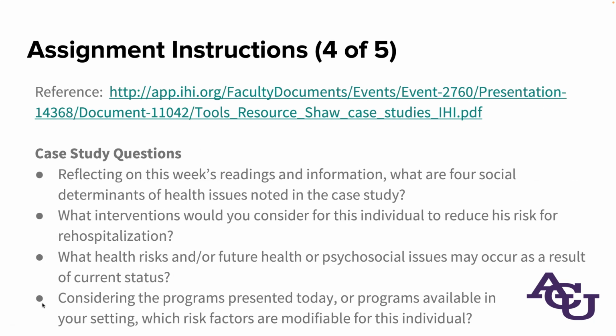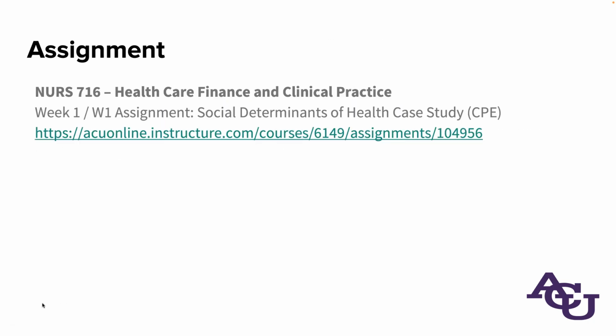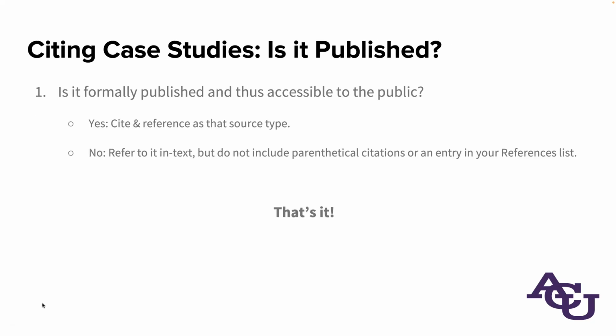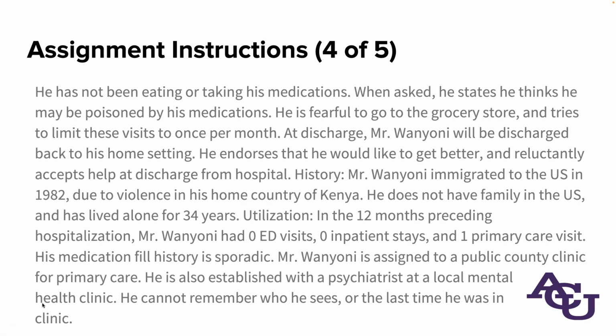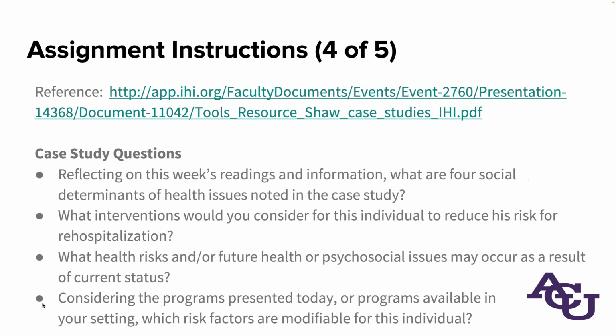And note that the assignment instructions here include a reference. So if we're looking back at the previous question, is it formally published and accessible to the public? Well, through the criteria of APA style, this has been published online. You would cite and reference it like normal sources. So author date citations. In this case, it doesn't have a listed author, so you assign corporate authorship, so the organization whose website this is listed as the author.